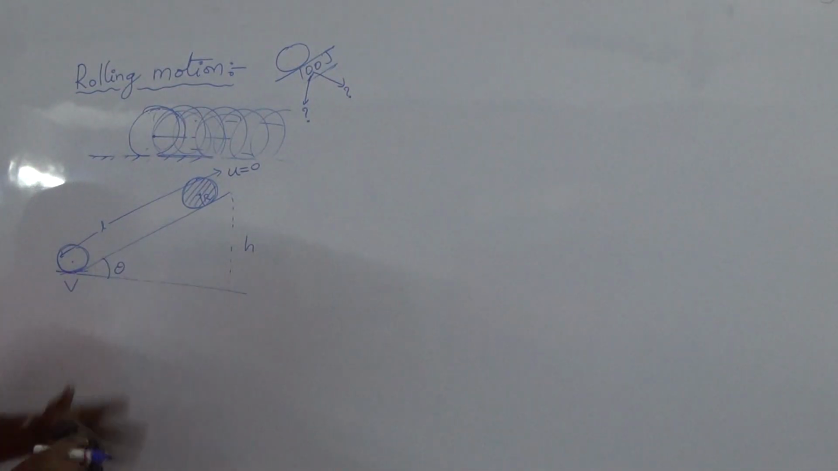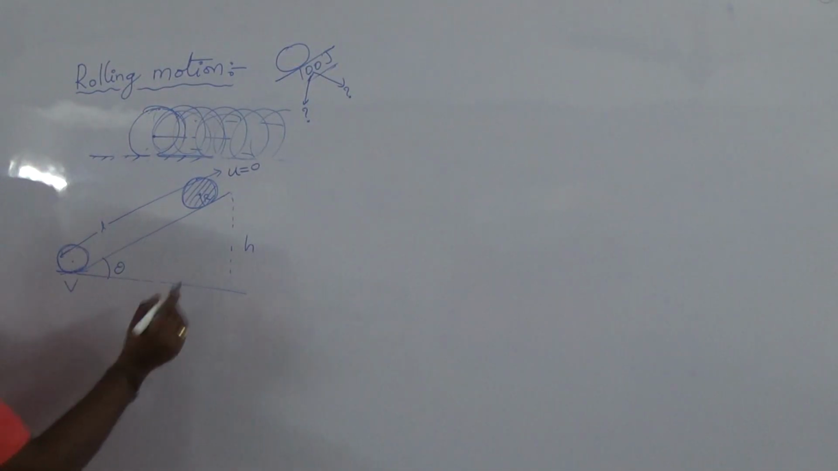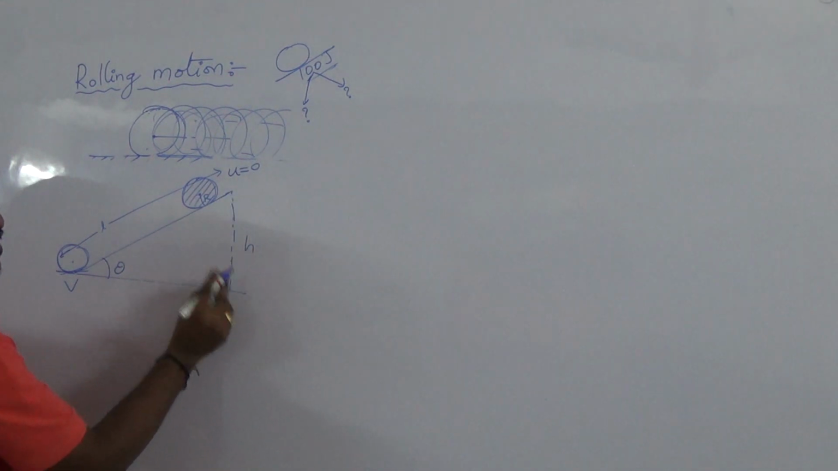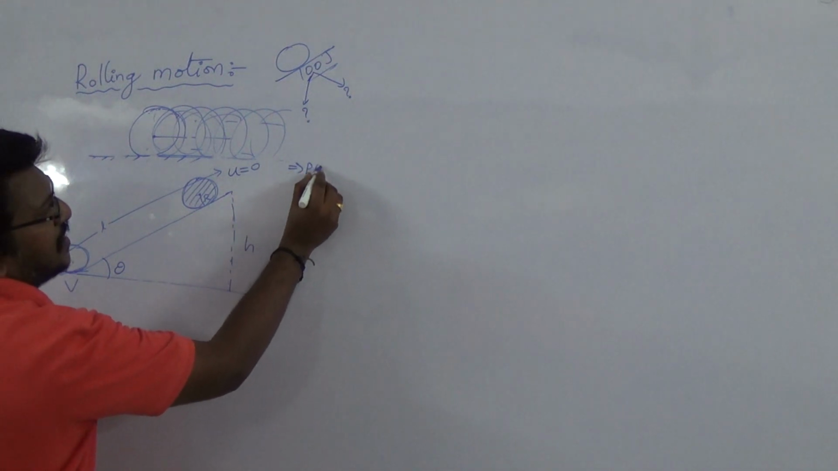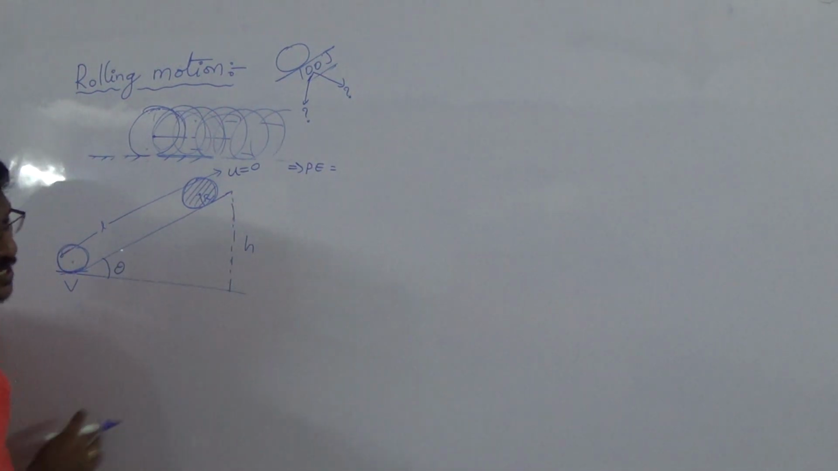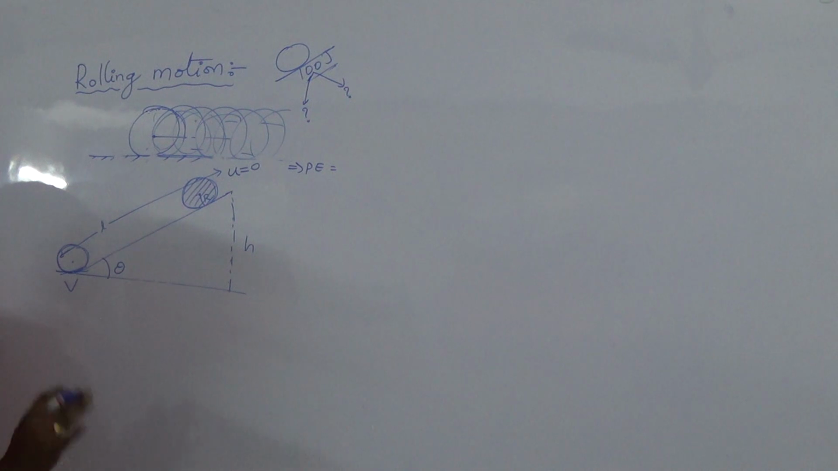What is the acceleration of the body? In what time does it reach the ground? We calculate that using simple equations. See here, initially the body is at a height h, so it has some potential energy. I am using the work-energy theorem, the law of conservation of energy concept.